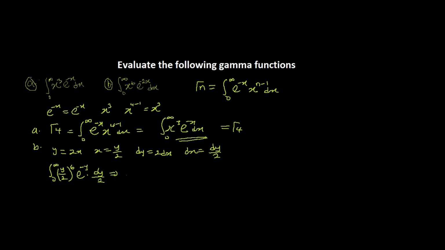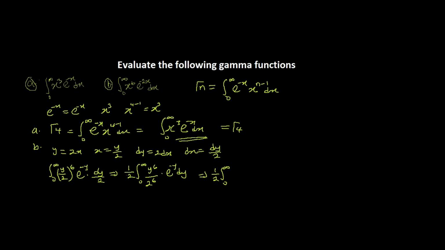We can actually take this outside. So let's take it outside: 1 over 2 integral from 0 to infinity. Now we can also open this bracket here: y raised to the power of 6 divided by 2 raised to the power of 6, multiplied by exponential minus y dy. So this is what we have here. Now let's simplify this further. You are going to have 1 all over 2 integral from 0 to infinity of this.